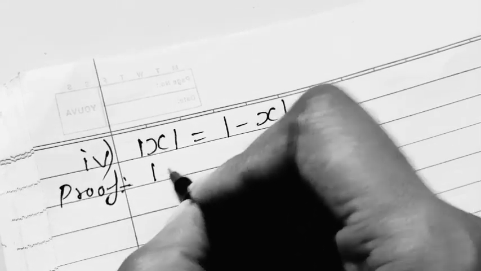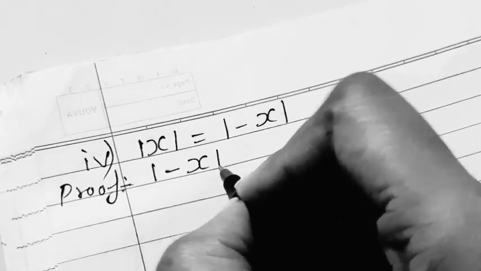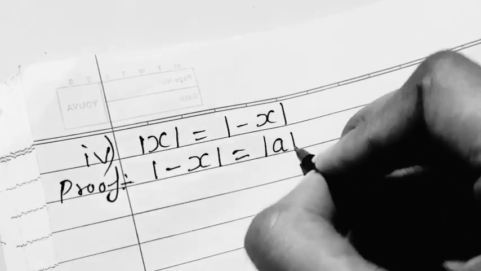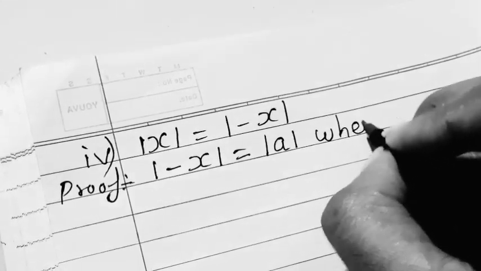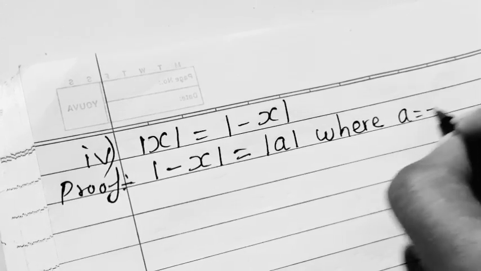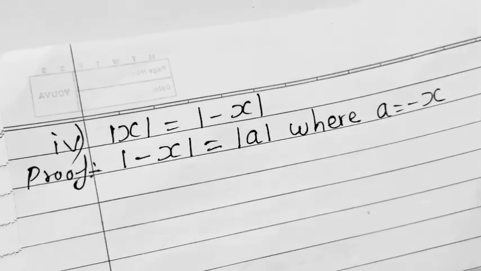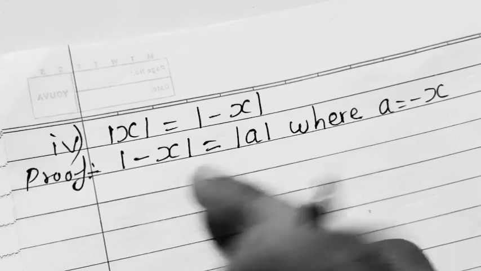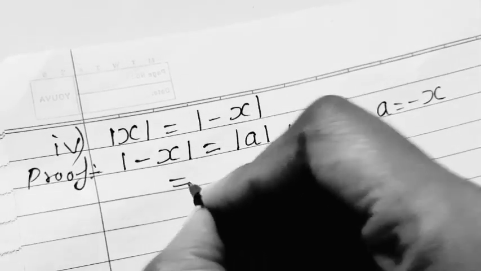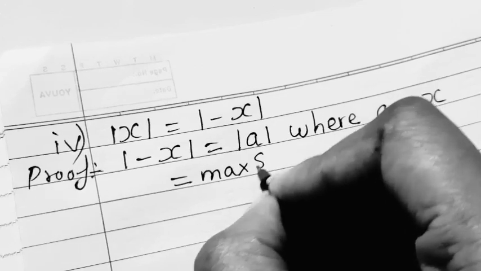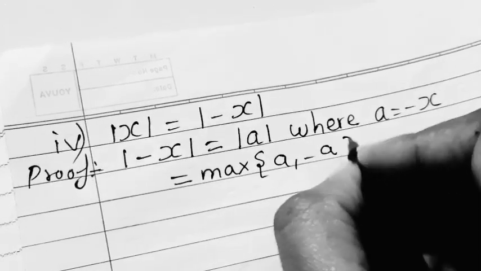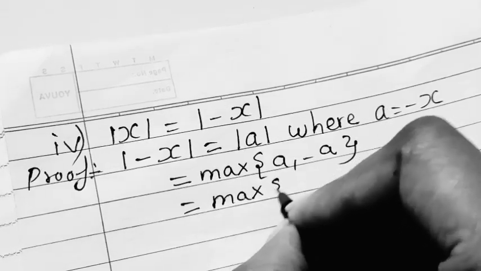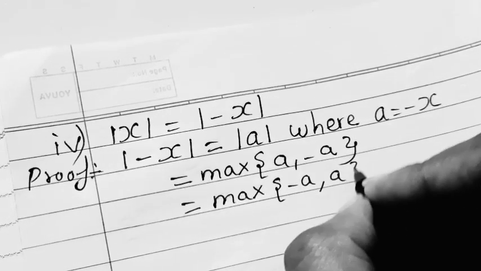Okay, now let us prove this one: modulus of x is equal to modulus of minus x. So how are we going to prove this? First write down modulus of minus x is equal to modulus of a, where a is equal to minus x. So I will write over here the maximum of a comma minus a. So this will be equal to the maximum of minus a comma a.